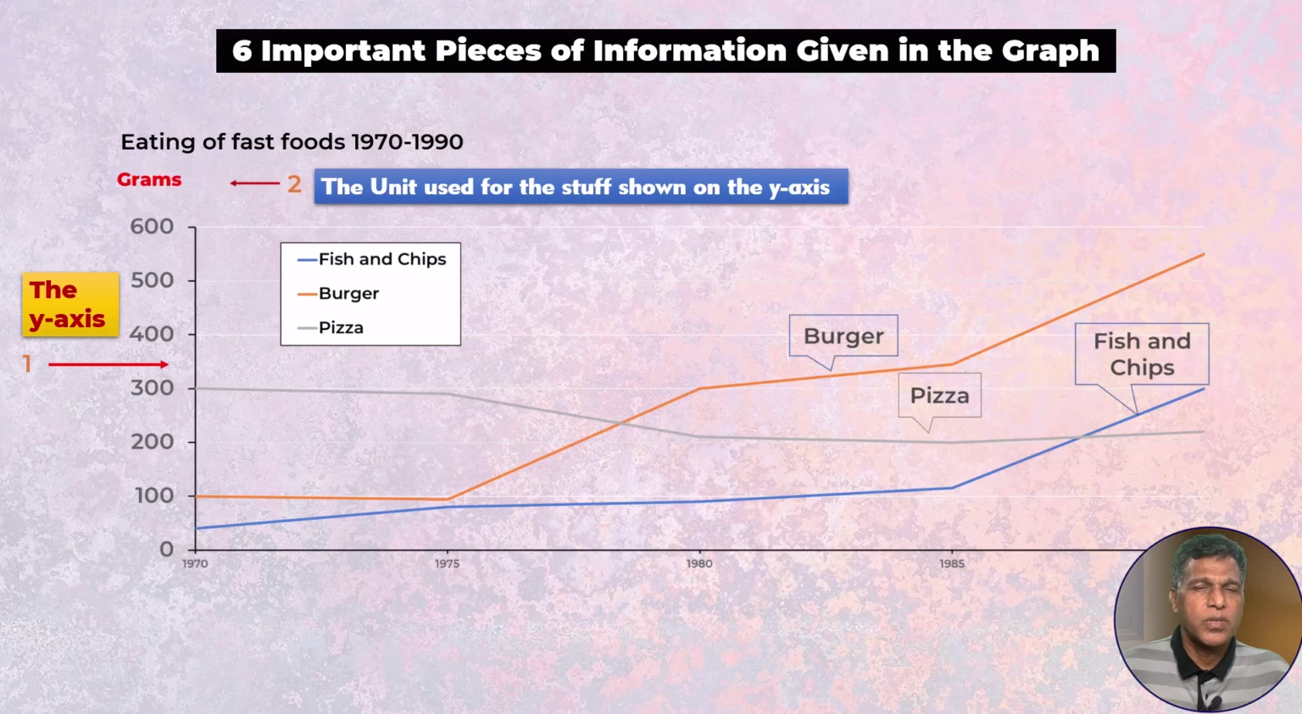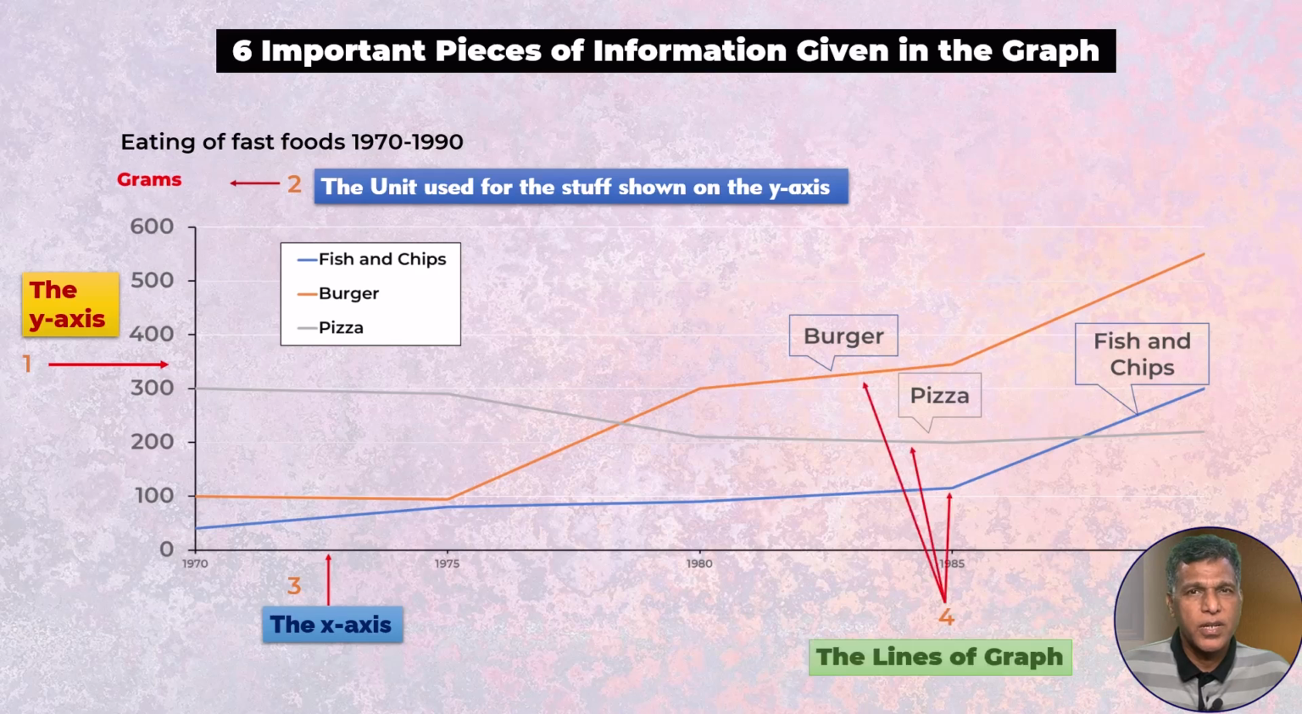When you talk about these values, always use a unit. For example, don't just say the consumption was 100. That's incorrect. You must say the consumption was 100 grams or 200 grams. The third piece of information is on the x-axis. On the x-axis, you are given time.